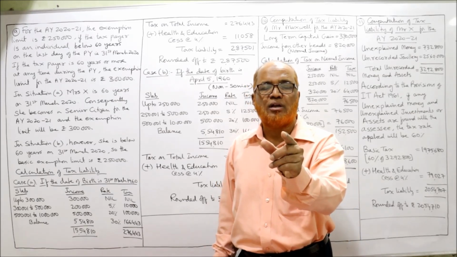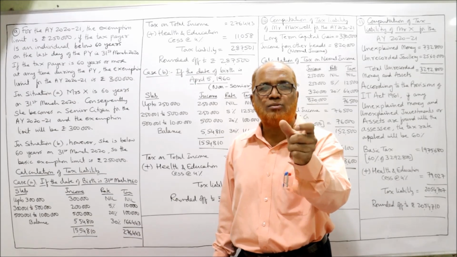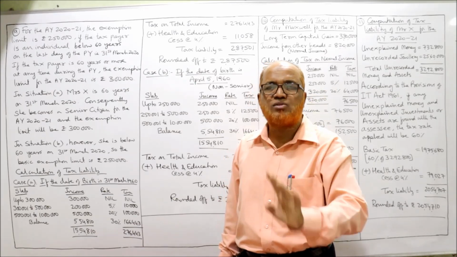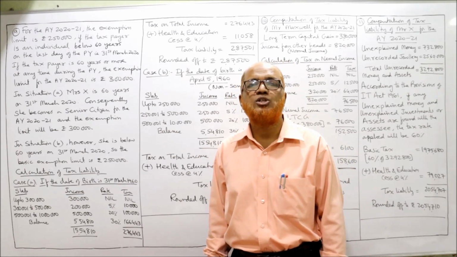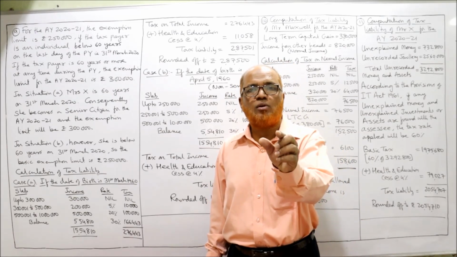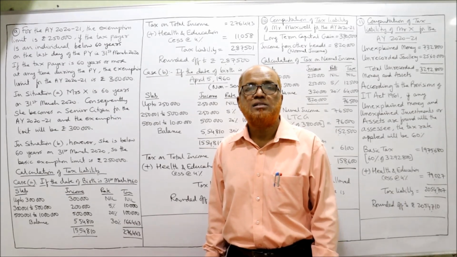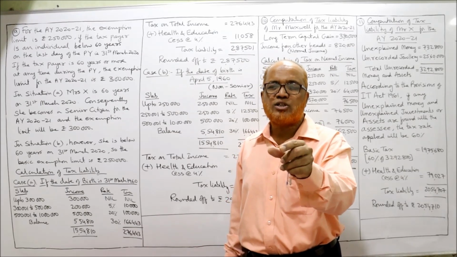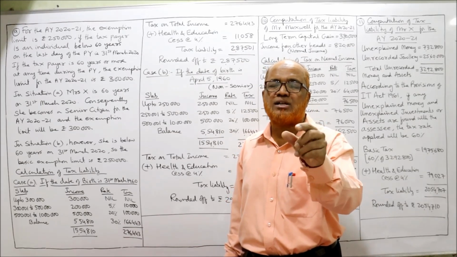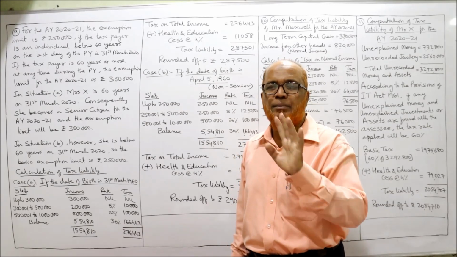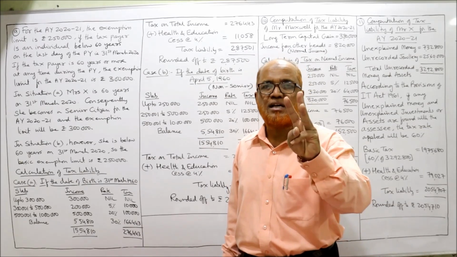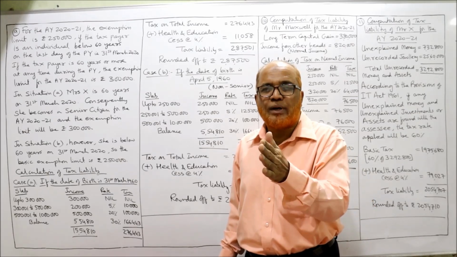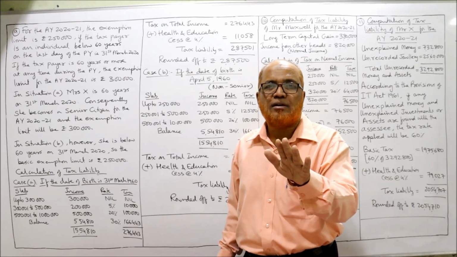So in a situation, if the date of birth is 31st March 1960, then exactly 60 years will be over on 31st March 2020. When 60 years is over, she will be a senior citizen. In a situation, if the date of birth is 31st March 1960, then she will be a senior citizen. Basic exemption 3 lakh.